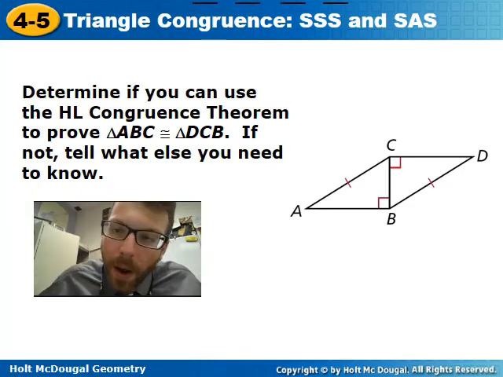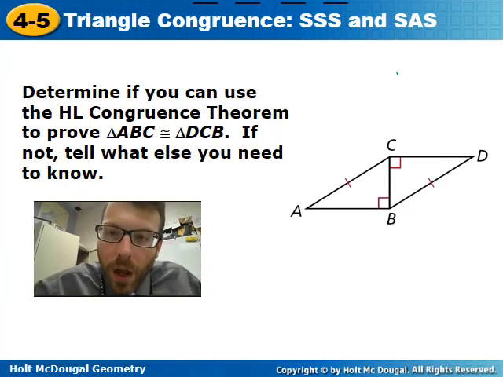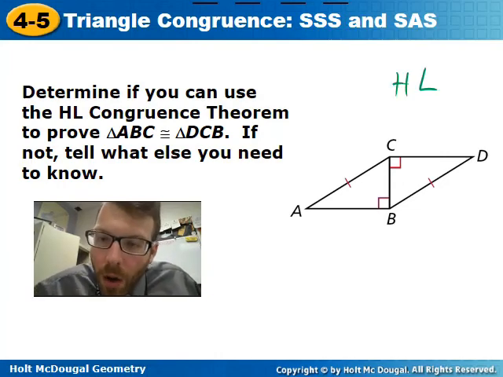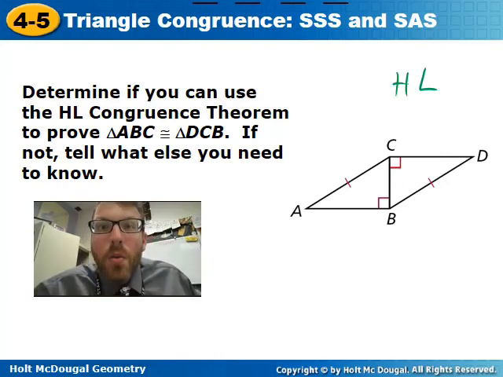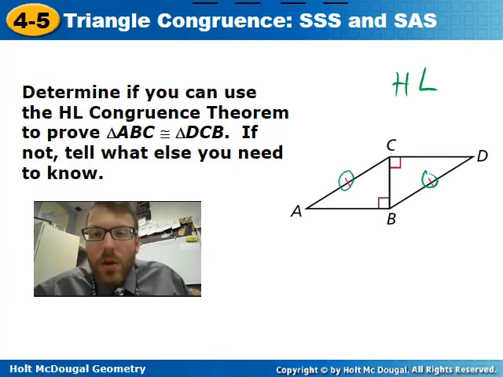Okay, we got one more problem. So we're going to determine again if this works for HL. Okay. So what do I know? Well, I know that I have two right triangles. The right triangles, right now, the hypotenuse, both of those things are congruent, right?